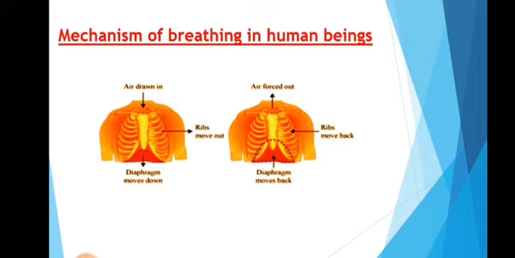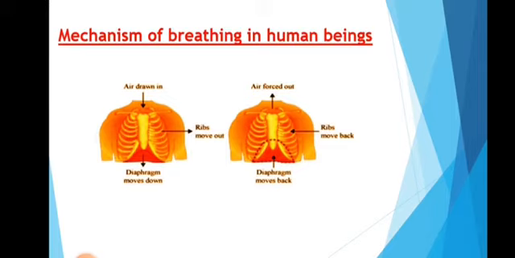So when we inhale, the air goes from our nostrils to the nasal cavity and then it reaches the lungs through the windpipe. Lungs are generally present in the chest cavity and a large muscular sheet called diaphragm is present below this chest cavity. So during inhalation, the ribs will move up and out and the diaphragm moves down. This increases the space in the chest cavity and the air rushes into the lungs. So because of this, the lungs get filled with air.